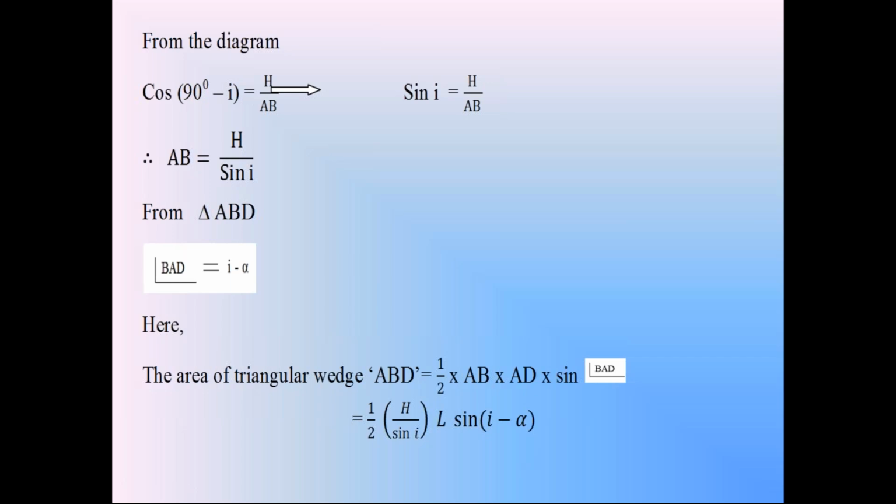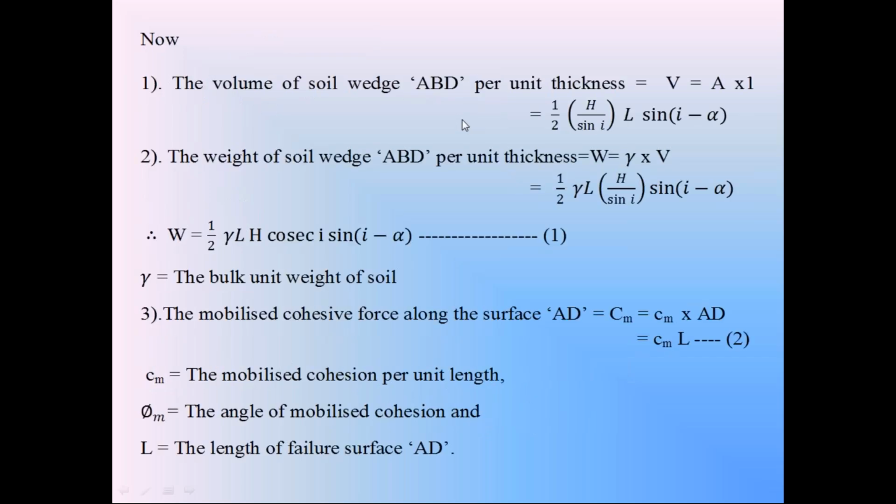We consider the thickness of the soil wedge as unit thickness. Since the thickness is unit thickness, the volume of the soil wedge is equal to area into unit thickness. So the volume of the soil wedge ABD is half into h by sin i into L into sin(i minus alpha).